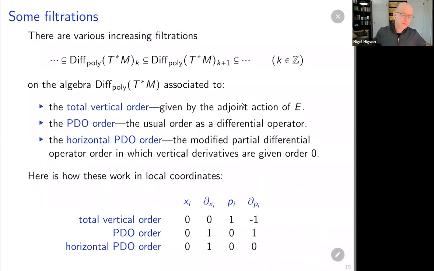Secondly, these are just partial differential operators, so they have a usual partial differential operator order, like you always have on any manifold. And thirdly, you could just look at the number of derivatives in the horizontal direction. In other words, anything that happens in the vertical direction, you could assign order 0 to. All of the d/dp's you could assign order 0 to and just count the number of d/dx's, and that'll give you what I'm calling here a horizontal PDO order. And I wrote a little table to show you how they work. All of the coordinates on the manifold always have order 0. But then the d/dx's and the d/dp's have different orders depending on how you choose your filtration.